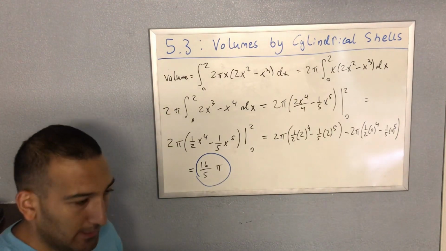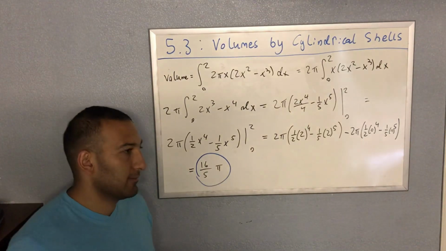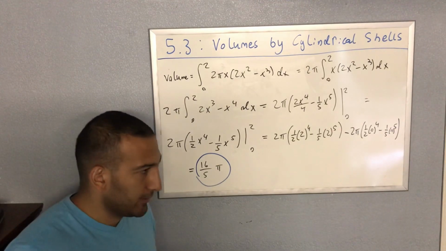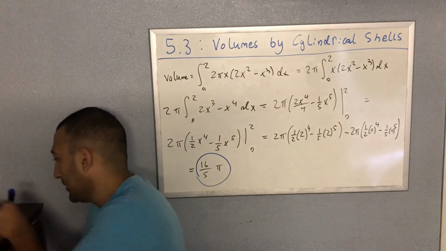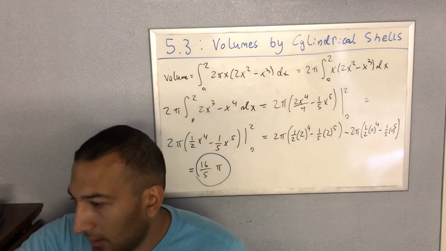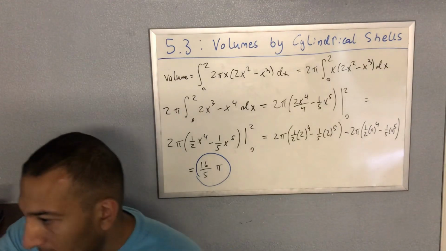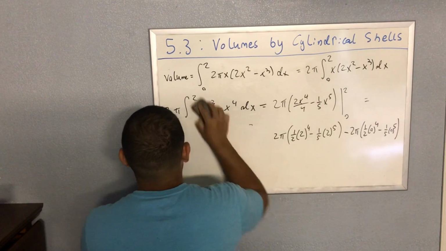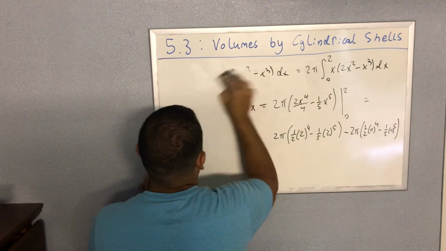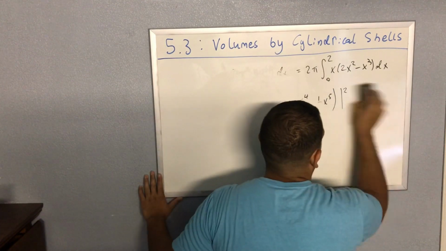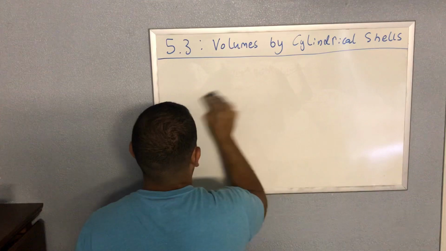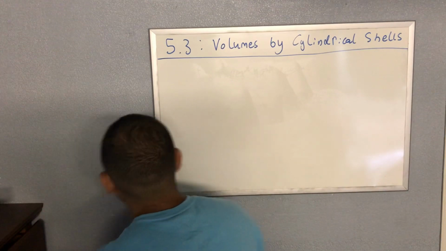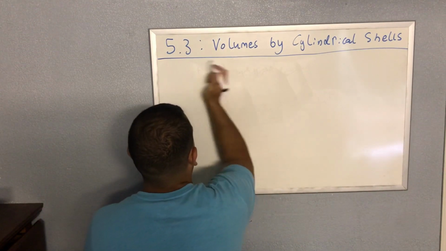So yeah, you can see that the cylindrical shell method sometimes makes things that would be much more difficult more convenient. So it's good to just have both of these in your arsenal. Okay, now let's do another example. Another example is this. Oh, sorry, let me write it out.